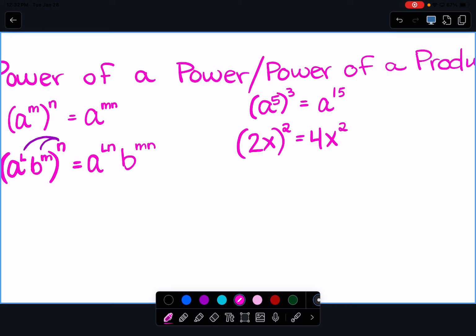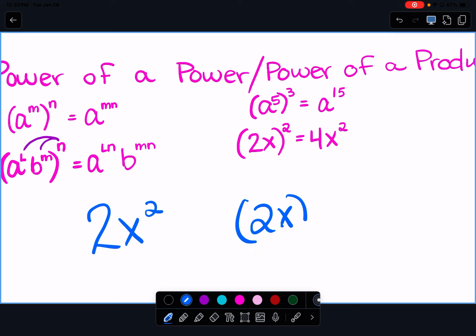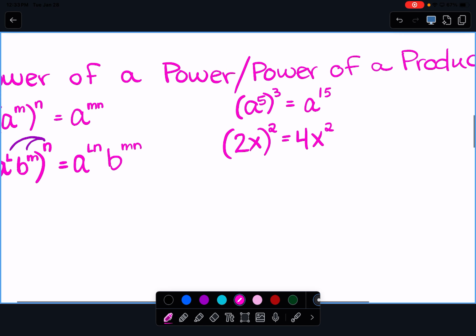I want us to talk about this. You don't have to write this on your paper. I'm just doing it so you can see. If we have 2x squared, like do not write this, okay? What is being squared there? Just the x. This 2 is not being squared. We don't need to do anything to it. But if I have (2x) squared, that is when we will see that this has to square the 2 and it has to square the x, okay? I just want us to remember that. All right, now we are good to look at another example.